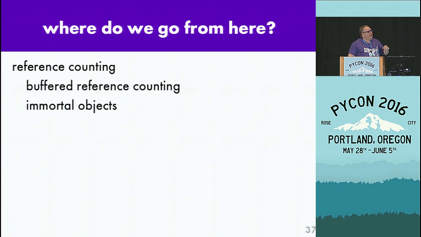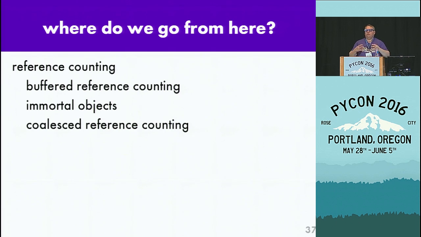We could try immortal objects. Immortal objects would be a reference count that never changes, and you just look at that and say, oh, that's a reference count that never changes, and you don't change it. That means you don't have any synchronization. You get it for free except for the if statement.